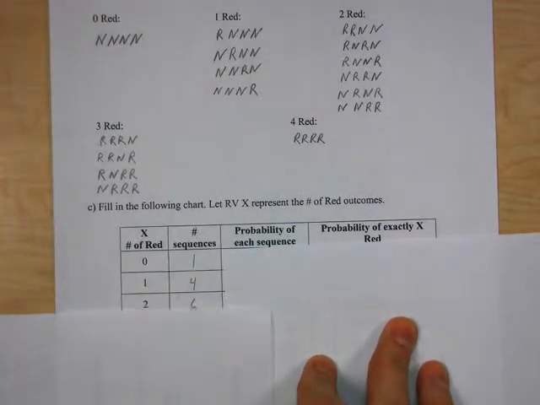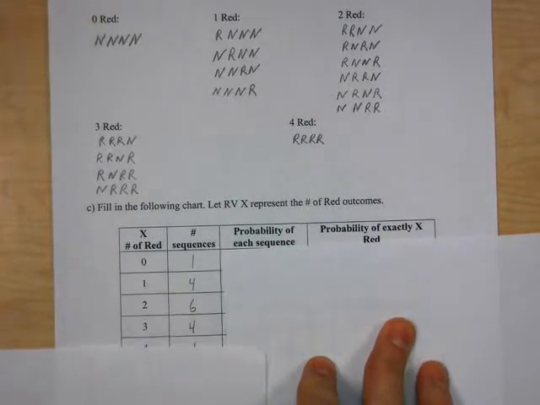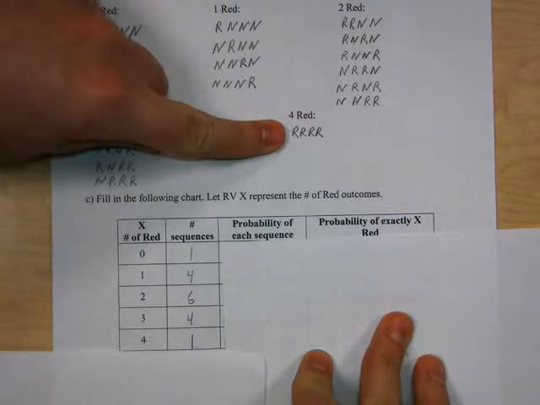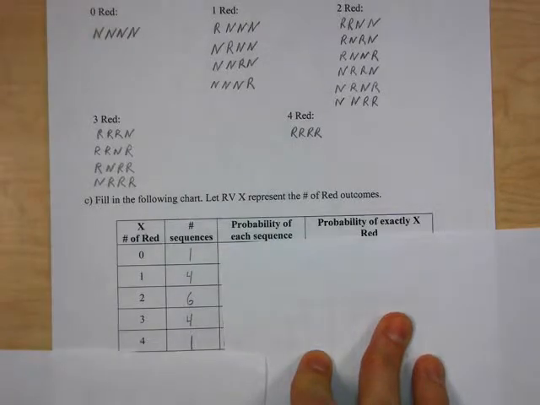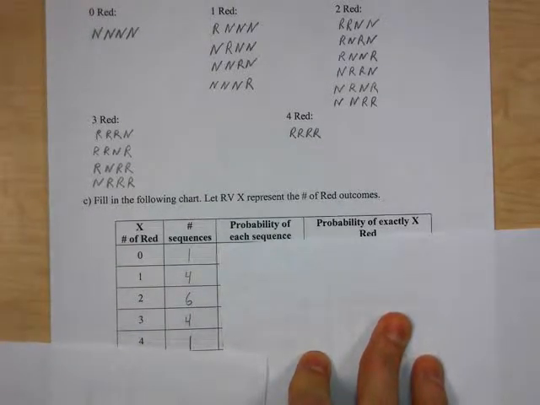And then for 2 red, there were 6 ways. 3 red, there were 4 ways. And then 4 red, there was 1 sequence, or 1 way, which was over here, 4 R's. So each of those numbers of sequences represents the number of ways we could get 0, 1, 2, 3, or 4 reds, for each of those cases.